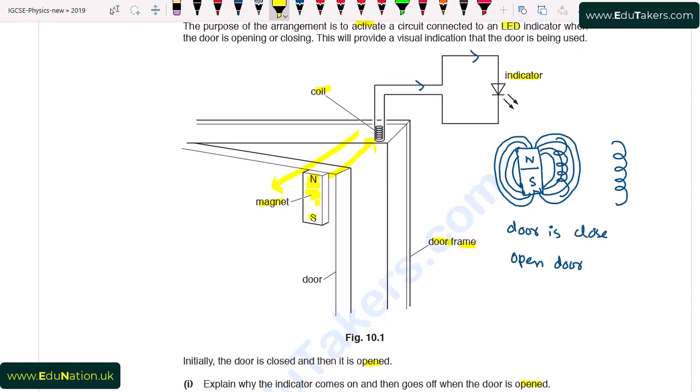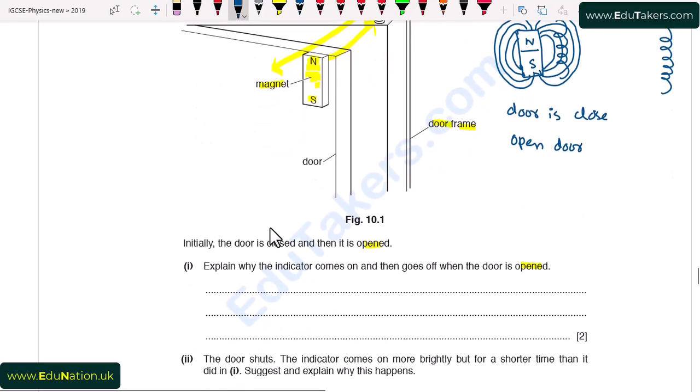When the distance between them increases, the minimum number of lines of the magnetic field pass through the coil, so the position of the coil will be further away from this magnet. It will be at this position. I will separately draw for the second case. First of all, here is a magnet. It has north pole, and second one it has south pole. And these are the magnetic lines of force.